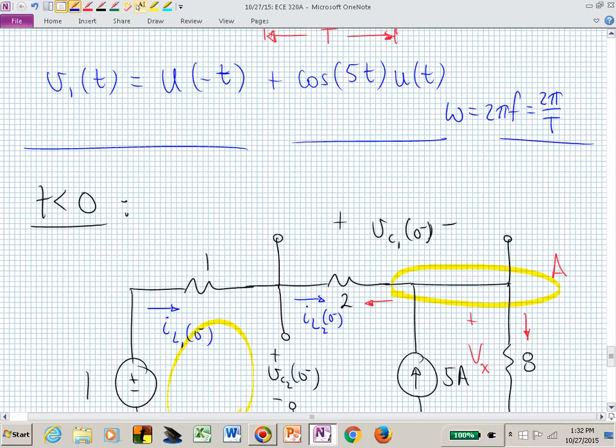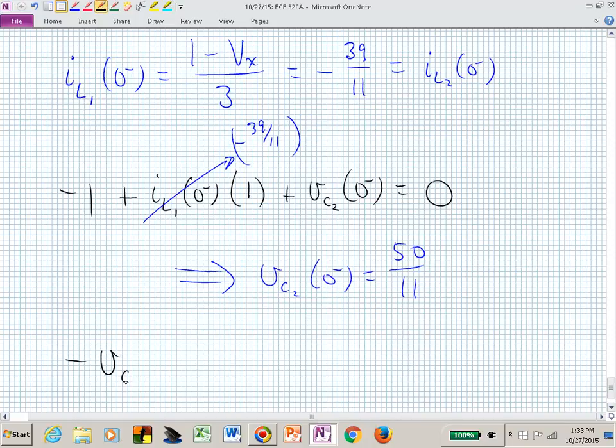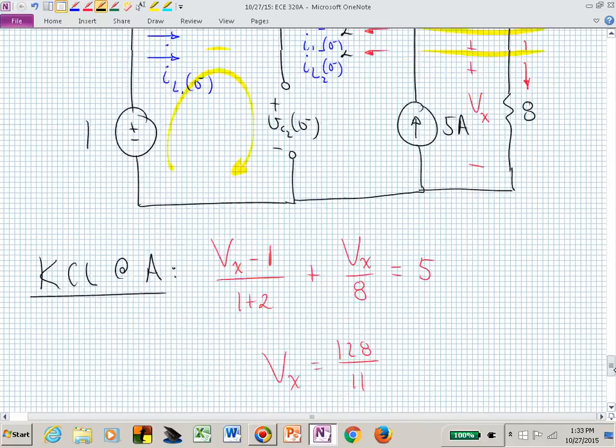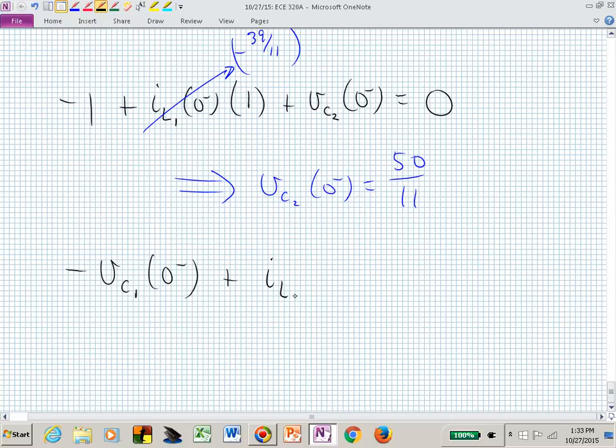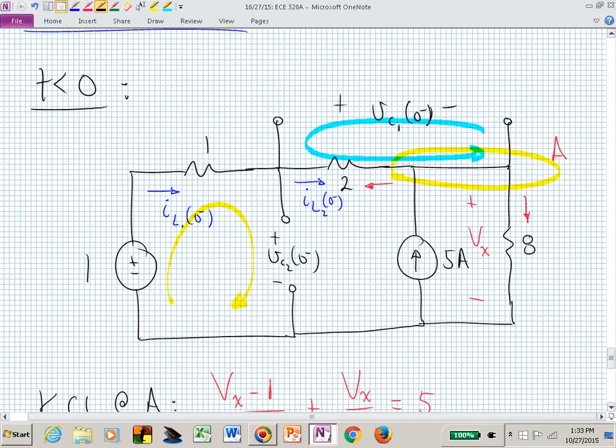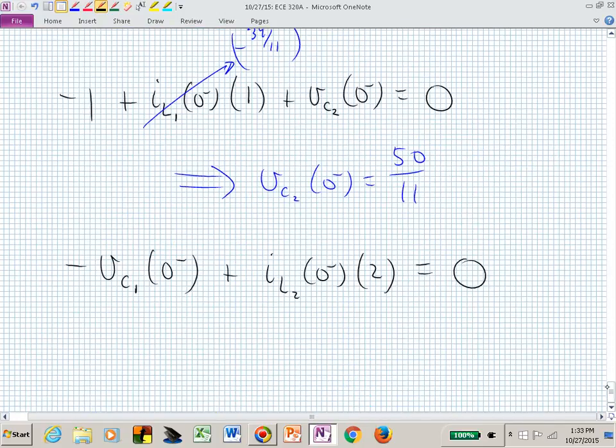And then we can solve that KVL equation across that air gap to find V sub C1 of 0 minus. Moving in the counterclockwise direction of that blue highlight, I can now say that minus V sub C sub 1 of 0 minus plus, now I'm going in the direction of I sub L sub 2 of 0 minus through that resistor of 2 ohms, I sub L sub 2 of 0 minus times 2, and then I'm back to where I started because that was just a wire getting me back to where I started. And again, I already know what the current is. If I now solve for V sub C sub 1 of 0 minus, I have minus 78 over 11.